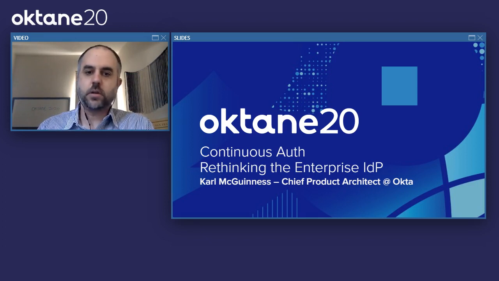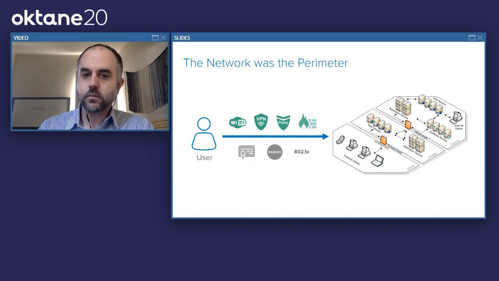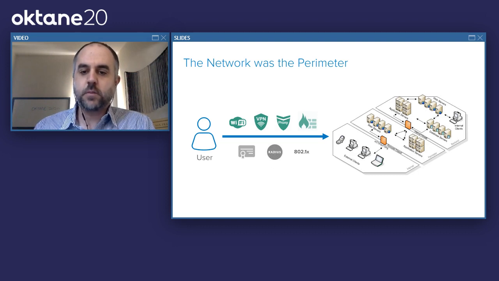I'm here today to talk about continuous auth, rethinking the enterprise IDP. For a lot of us, the foundation for our access control model is still the network. It's a pretty simple model. It's nice that we have a single way to do revocation. You kill the network, the user doesn't have access to the resource. And this has been the primary way we've done access management for many, many years.